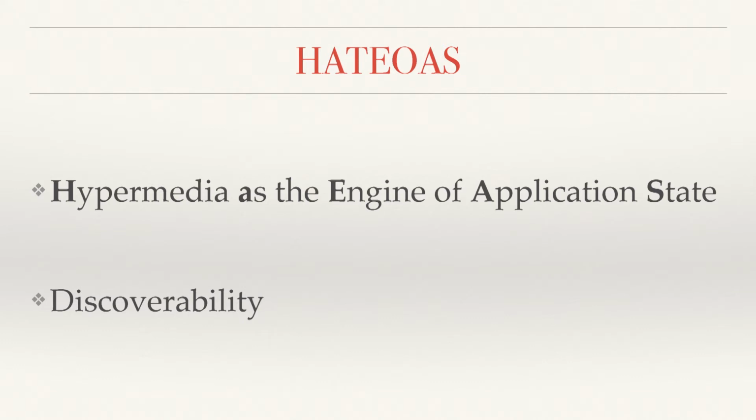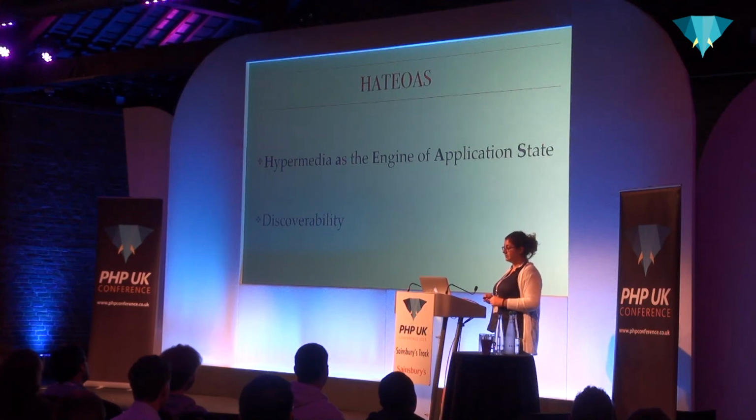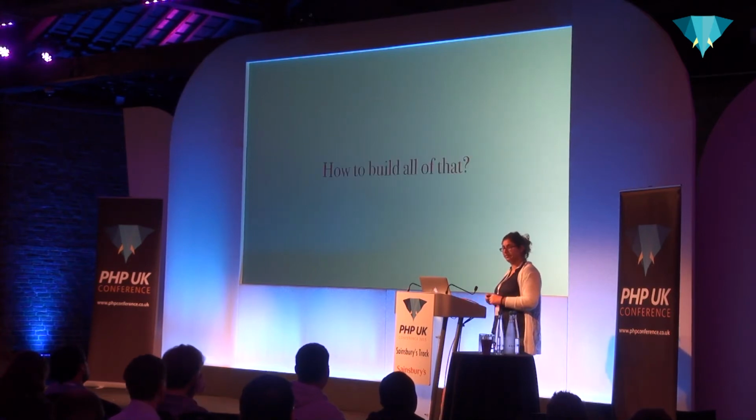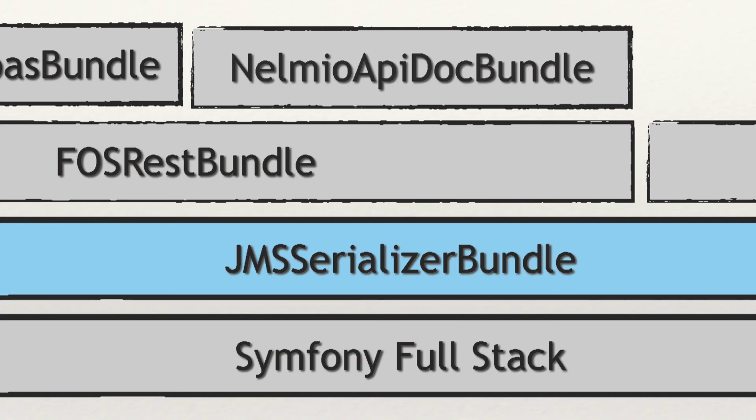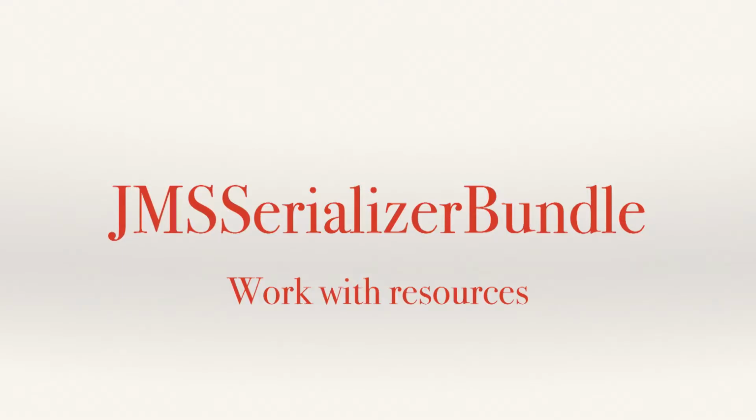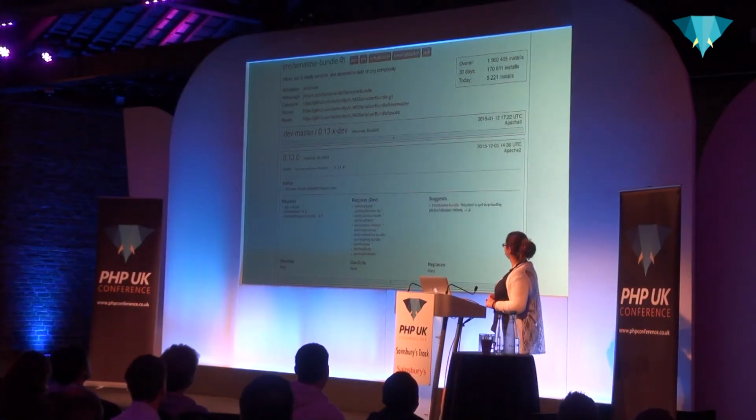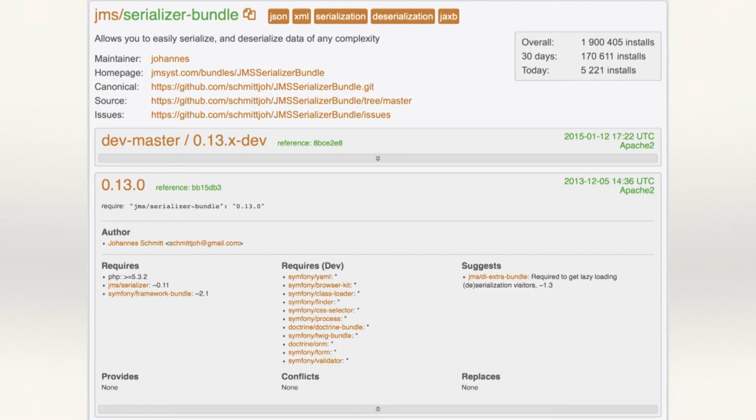HATEOAS stands for hypermedia as the engine of application state. And it's about discovering the resources that are available with your API. How to build all of that? First, actually it's the second part, the JMS Serializer Bundle. And it's about how to work with your resources. You can go on Packagist and check it out.